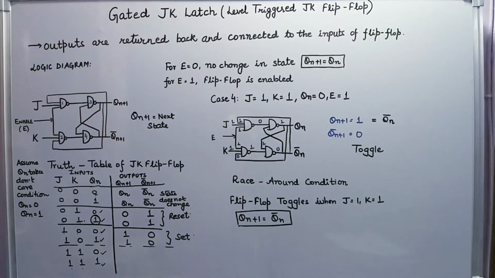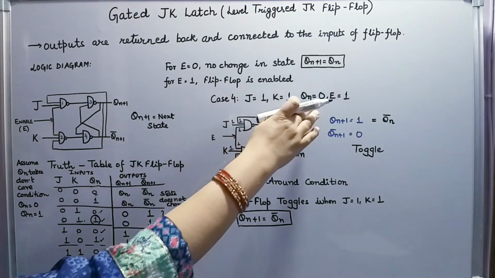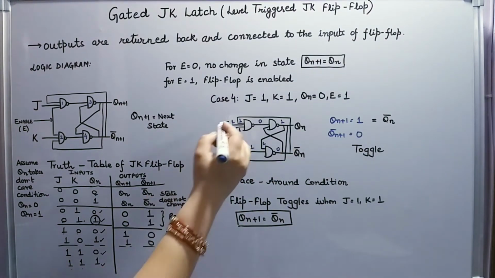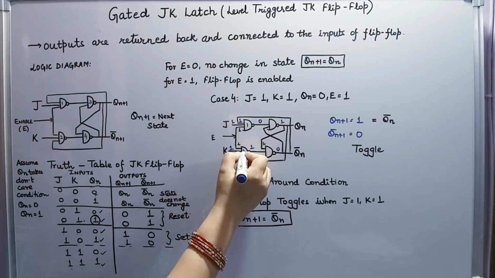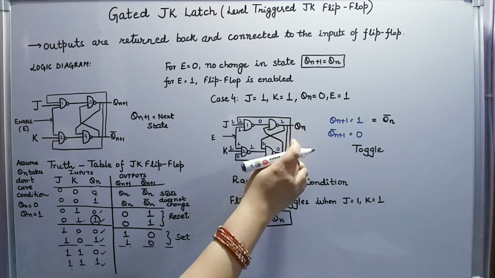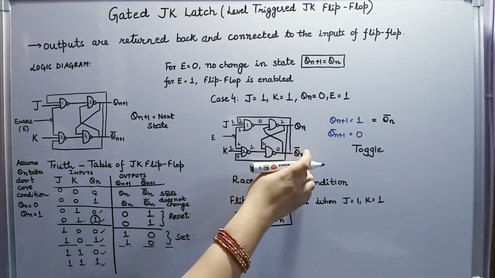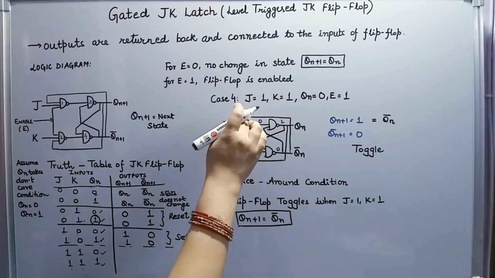Hello and welcome students. We are continuing the previous topic and discussing case number 4, where both the inputs J and K are equal to 1, considering the present state equal to 0 and enable input equal to 1. J equal to 1, enable input is connected common to gate number 1 and 2 with 1. Now since Qn is equal to 0, this is connected as a feedback to the input of gate number 2, and Qn bar will be equal to 1, since both the outputs have to be in complement to each other.